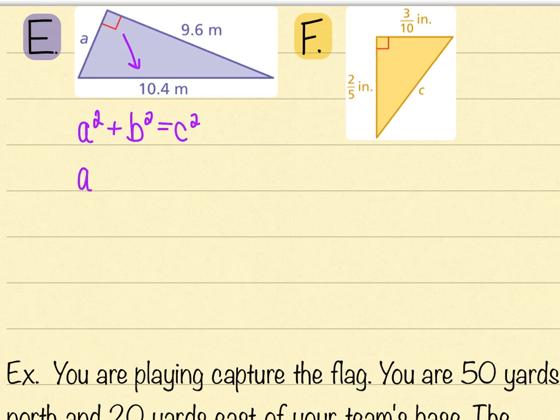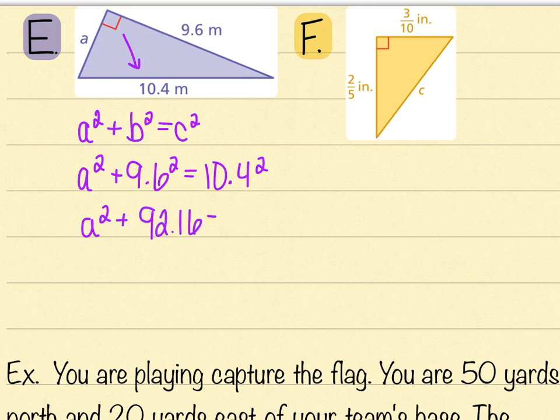So we don't know what a is. We do know b is 9.6, so a squared plus 9.6 squared equals 10.4 squared. So 9.6 squared is 92.16. And 10.4 squared is 108.16. So now we're going to subtract those over. And when you subtract 92.16 from 108.16, you're going to get 16.